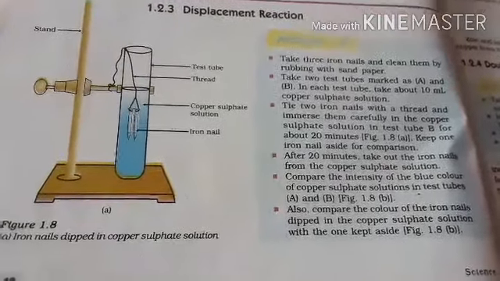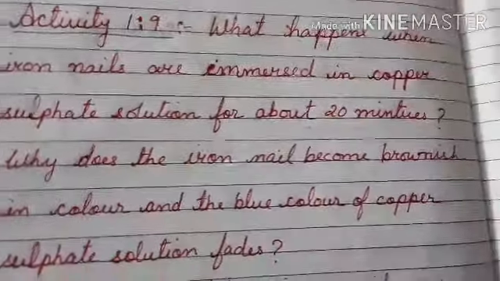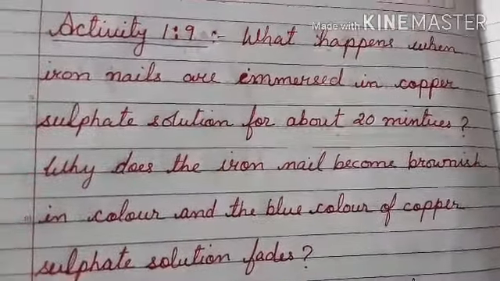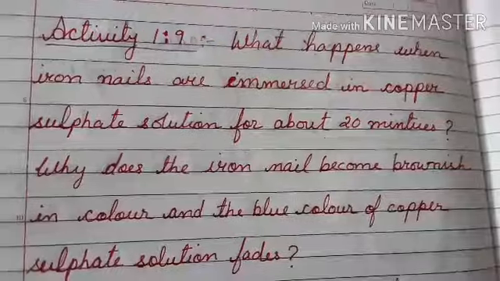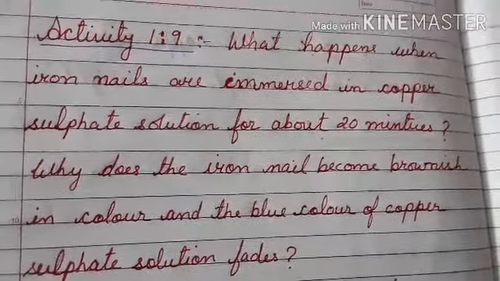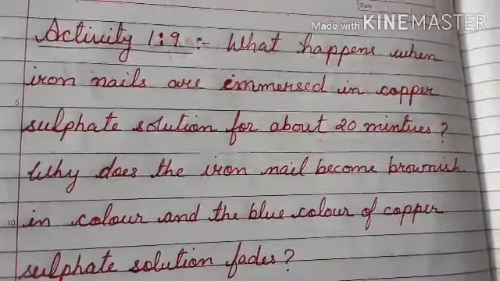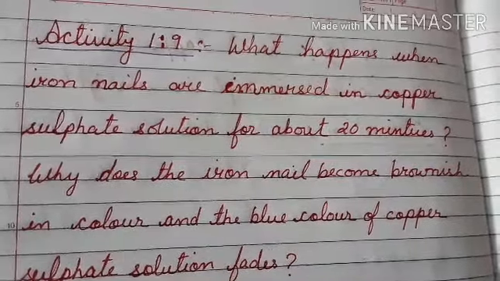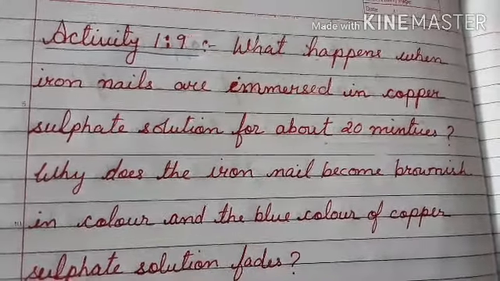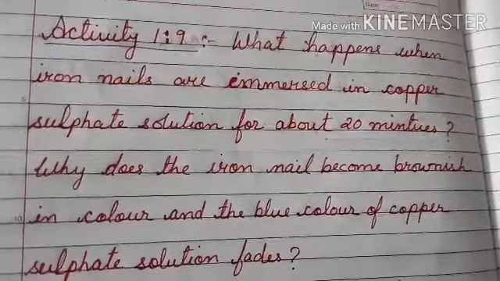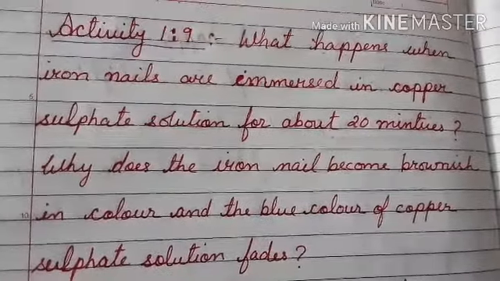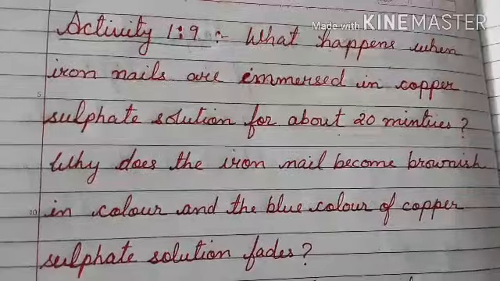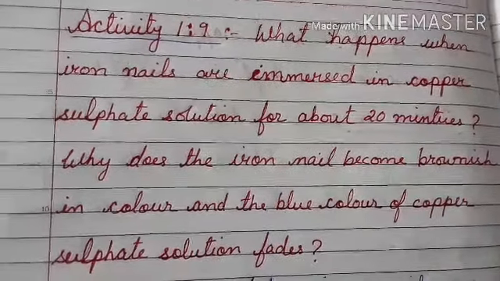Activity 1.9. What happens when iron nails are immersed in copper sulfate solution for about 20 minutes? Why does the iron nail become brownish in color and the blue color of copper sulfate solution fades?